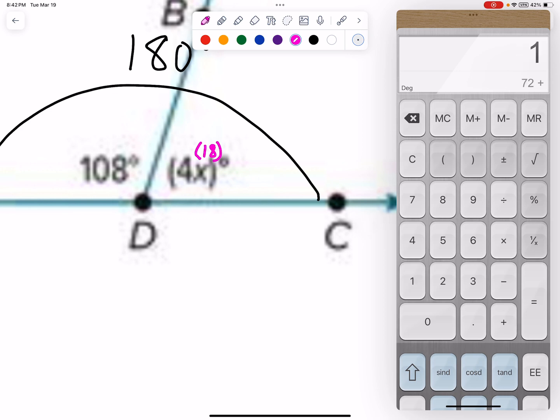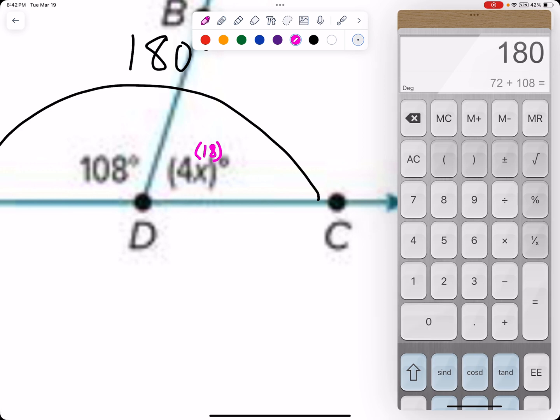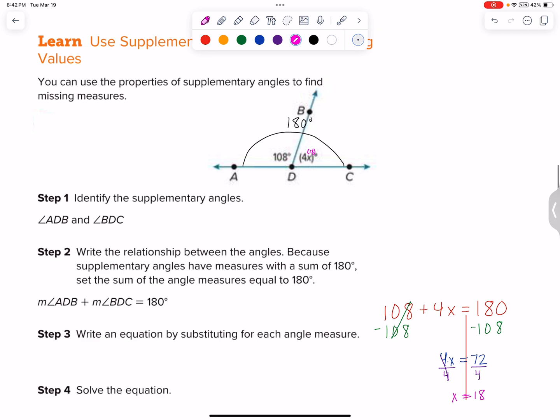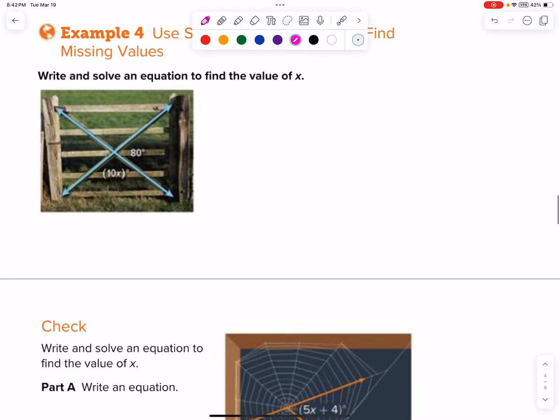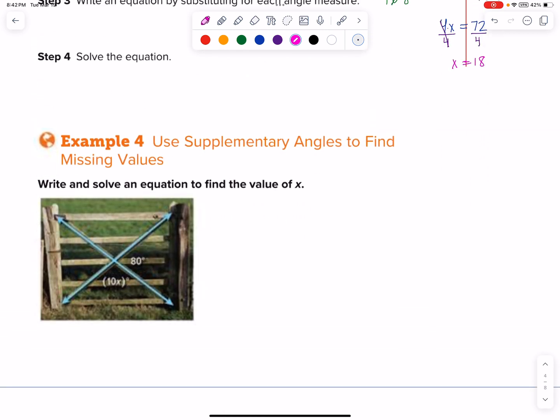72 plus 108 should be 180, and yep, it is, so we're correct. So always good to check, especially if it's a test. All right, example 4.